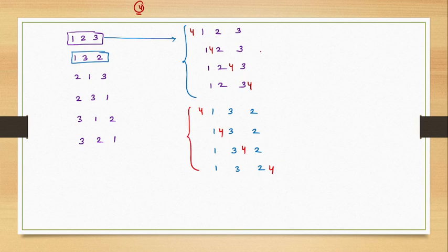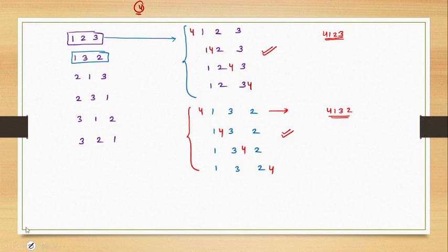I want to tell you, these 4 numbers and these 4 numbers are completely different. Like this is 4123 and this number is 4132, and you know these two numbers are totally different in values.